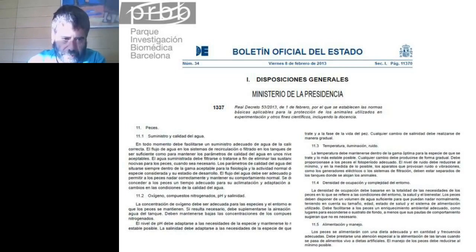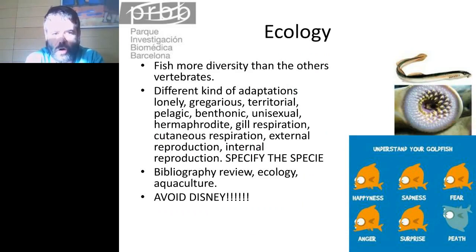So what happens with fish? Fish are a huge group of animals that has more diversity than the other vertebrates. So we have different adaptations for the ecology. We can find fish that are lonely, gregarious, territorial, pelagic, benthic, unisexual, hermaphrodite, with gill respiration, with cutaneous respiration, with external reproduction, with internal reproduction. So most ways of living they will be adapted to.